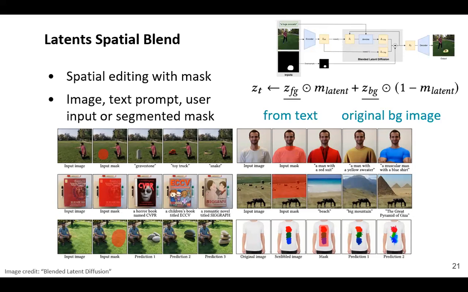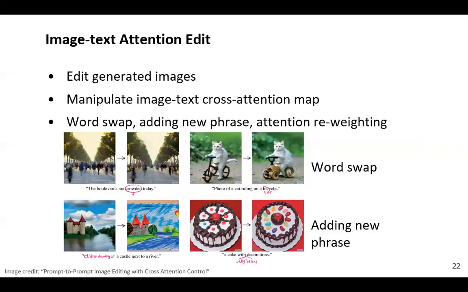And also the edge in this hard blend of the foreground and background might have some generation artifacts. So some other studies also show that, specifically for a generated image that we try to edit, one effective way might be just to directly manipulate the image-text cross attention map.